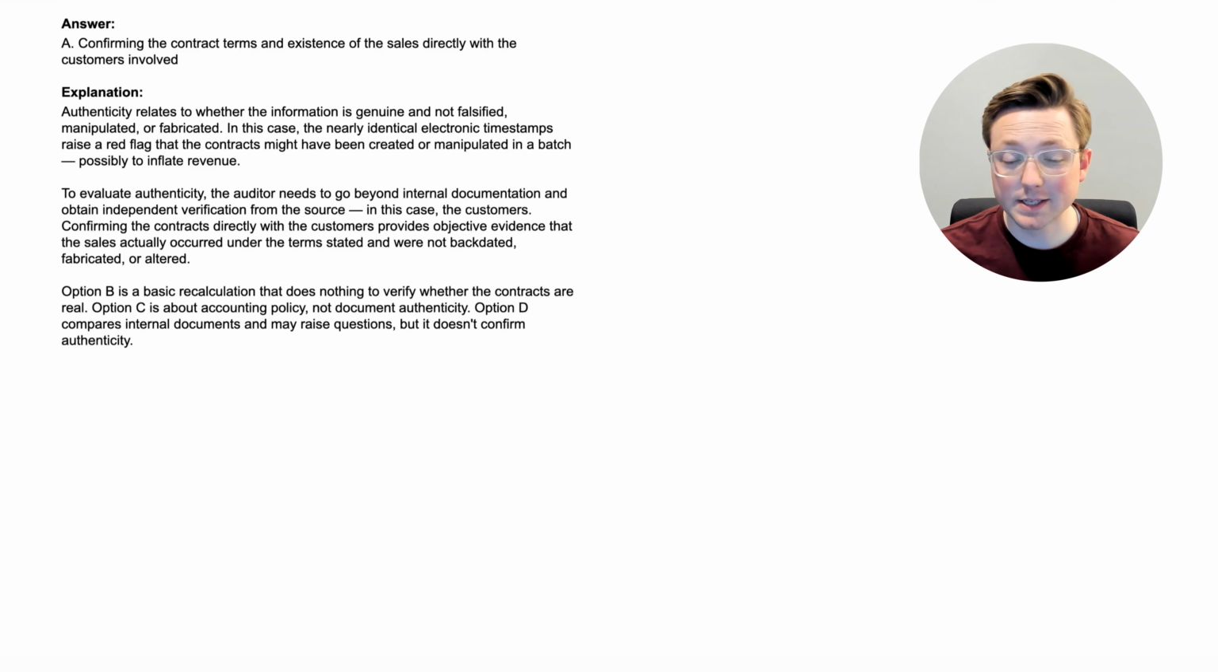Option B is a basic recalculation that does nothing to verify whether the contracts are real. Option C is about accounting policy, not document authenticity. And option D compares internal documents and may raise questions, but it doesn't confirm authenticity.